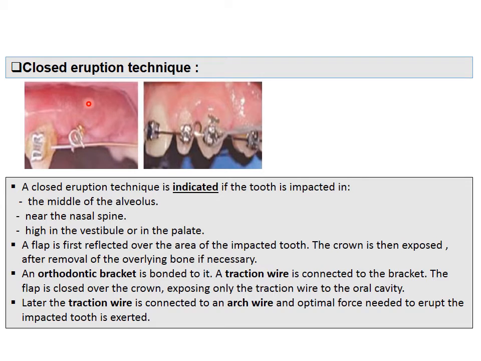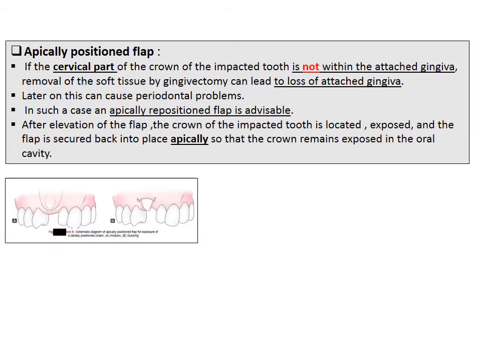This method is called the closed eruption method, and it is used when the tooth is at a high level, near the nasal spine or in the alveolar mucosa, or when the crown is in the middle. The other method used for the exposure of the labially impacted canine is the use of an apically repositioning or apically positioning flap.